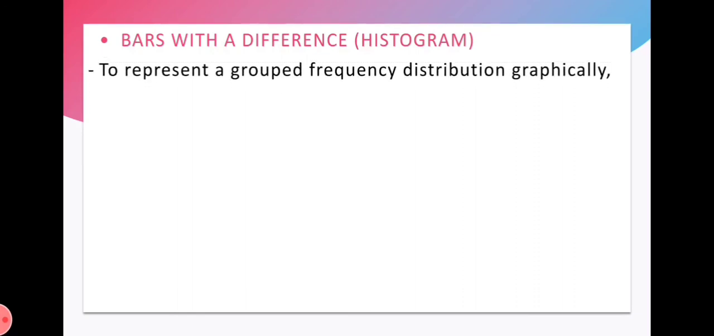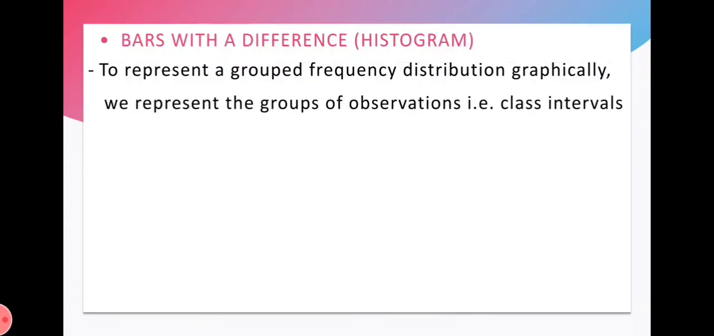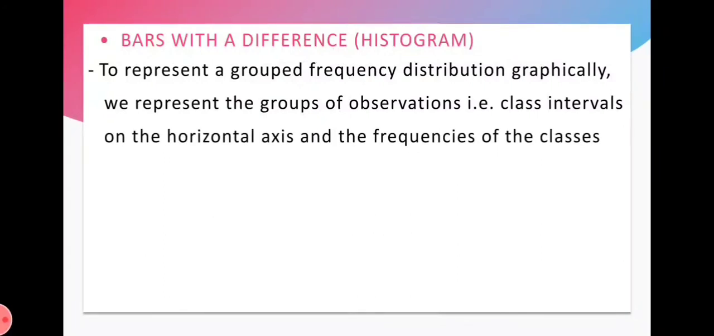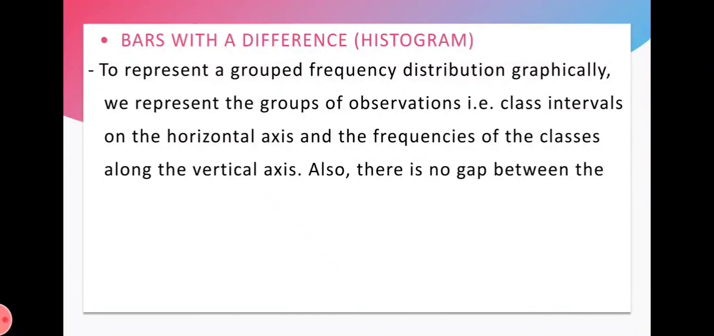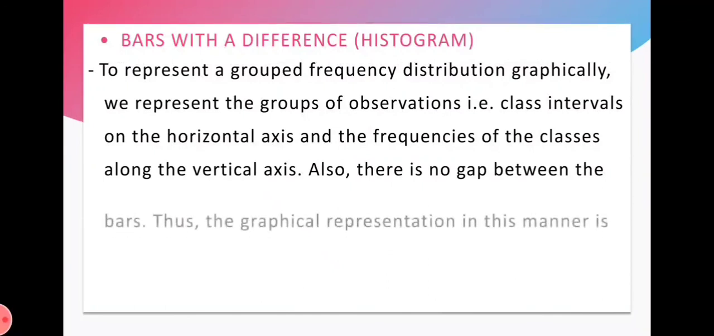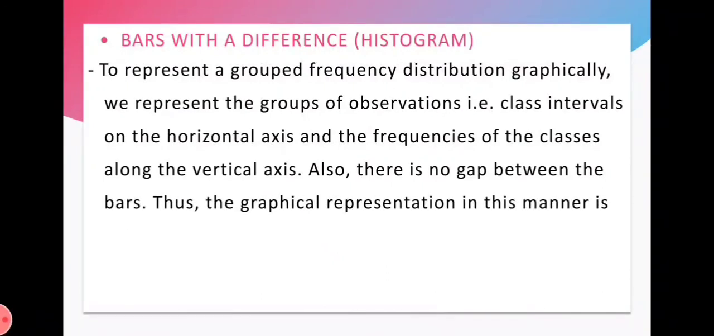Next topic, bars with a difference. It is called histogram. To represent a grouped frequency distribution graphically, we represent the groups of observations, that is class intervals, on the horizontal axis and the frequencies of the classes along the vertical axis. Also, there is no gap between the bars. Thus, the graphical representation in this manner is called histogram.